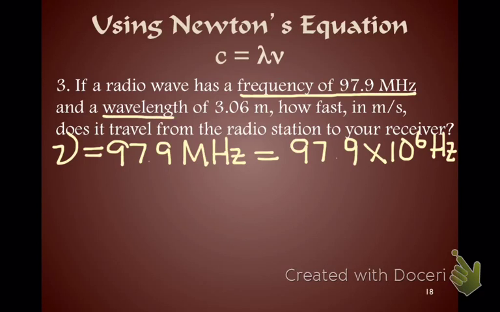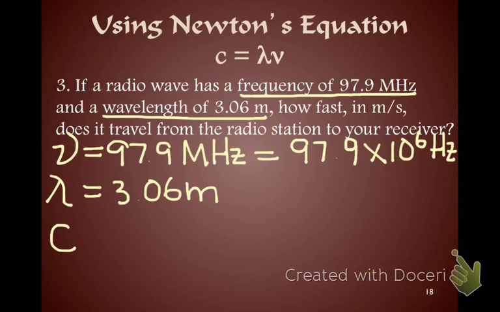The wavelength in this problem is 3.06 meters. Wavelength is represented with lambda, 3.06 meters. The speed is what we're looking for, so that could be x. We can also substitute it into the equation.